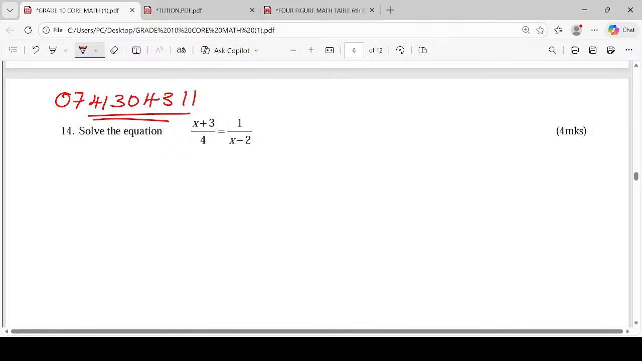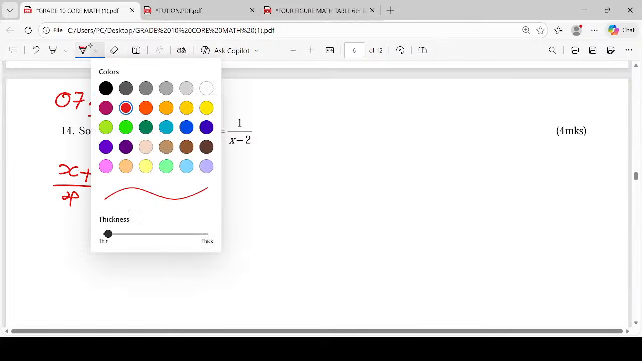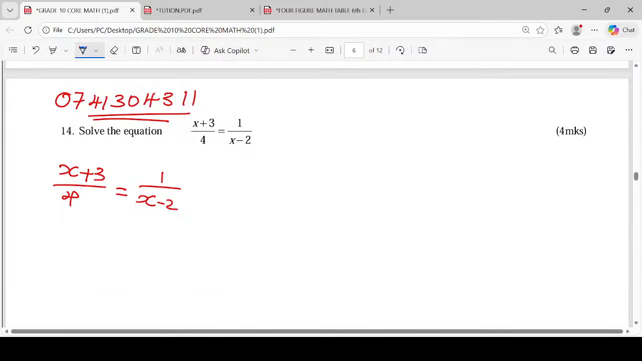Now let's dig deep into this question number 14. Solve the equation. You've been given x plus 3 over 4 being equivalent to 1 over x minus 2. So what you're going to do here, ladies and gentlemen, is what is called cross multiplication. So we have now x plus 3 multiplied with x minus 2 should be equal to 1 multiplied by 4.